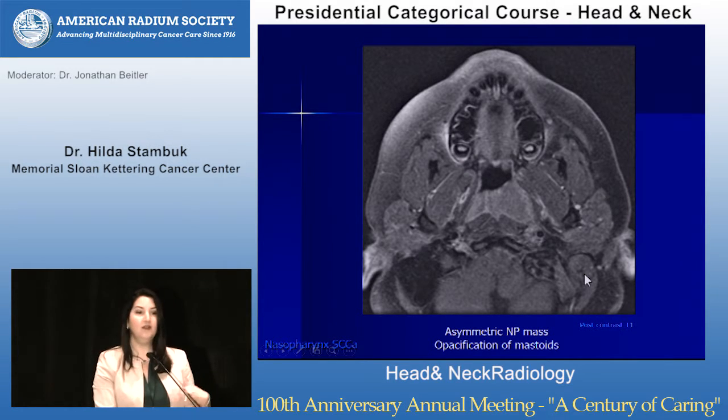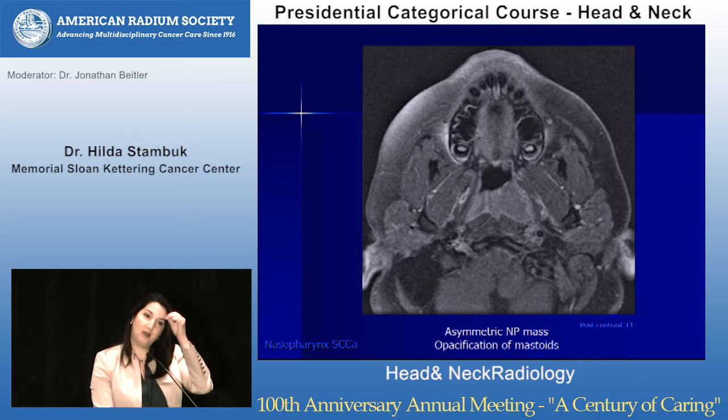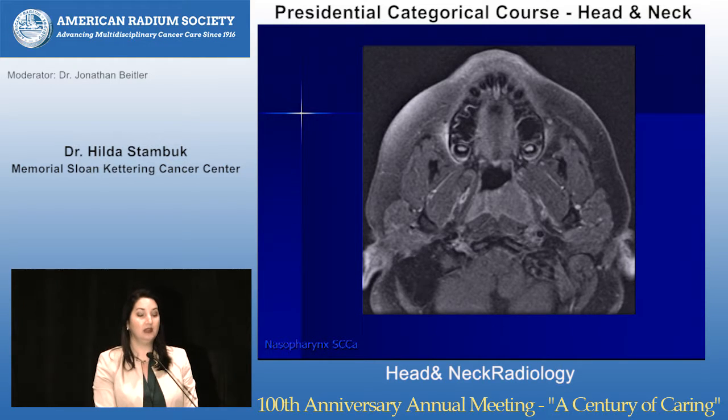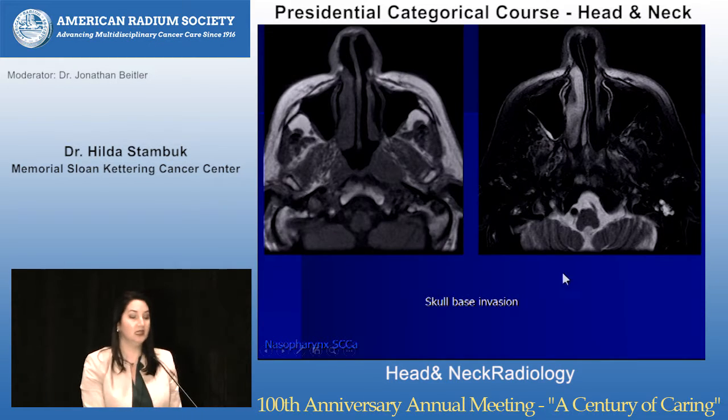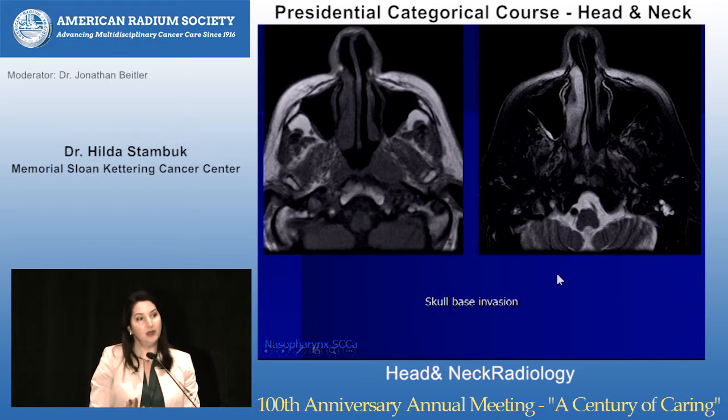So in an adult, even if you're getting a brain MRI and you don't expect this, if you've seen an asymmetric mass in the nasopharynx and unilateral opacification of the mastoid air cells, you really should be thinking nasopharyngeal carcinoma, again, in an adult. After I look for the asymmetric mass and I look for the mastoid opacification, the next thing I want to look for is skull base invasion.